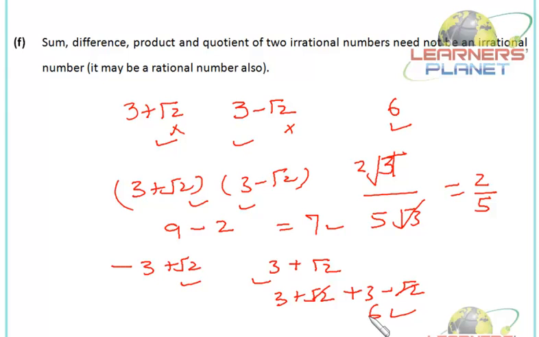So which is a rational number. So the sum, difference, product and quotient of two irrational numbers need not be an irrational number. It may be rational also, and it is also not necessary that every time they will be rational. For that also we can take some examples.